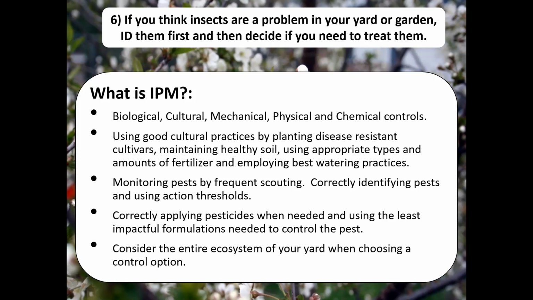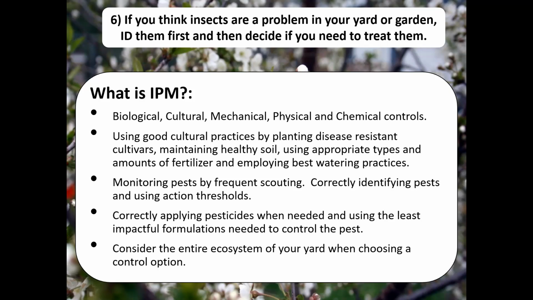So for instance, using good cultural practices by planting disease-resistant cultivars. You can look at tomatoes. A lot of people have problems with blight. Me included, and now there are some blight-resistant tomatoes. So I'm actually able to have tomatoes in my raised beds now after years of really not being able to do that, because now we have some varieties that we can.